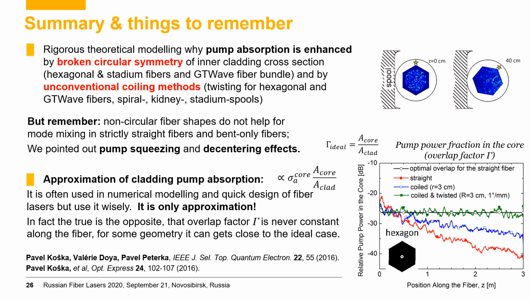We discussed also the approximation of cladding pump absorption given by core absorption cross-section and the ratio of core and cladding areas. This formula is often used in numerical modeling and quick design of fiber lasers, but we should use it wisely. It is only an approximation. In fact, the truth is the opposite: the overlap factor is never constant along the fiber. Only for some geometries can it get close to the ideal case.